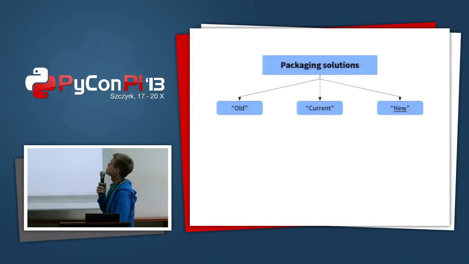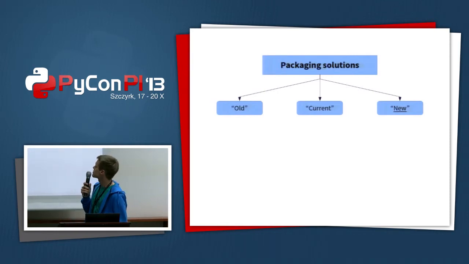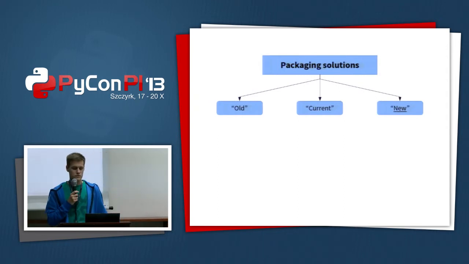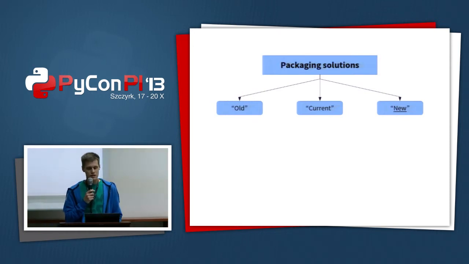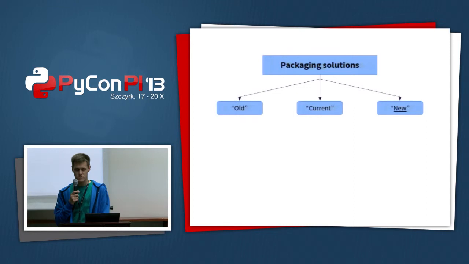So yeah, I've managed to categorize these solutions into three groups: the old, the current, and the new ones. And I just want to mention that even if something is old, it doesn't mean really bad. Old means that this solution is quite stable because it was used for quite some time by other people. And something new means it's fresh. It's maybe not innovative, but it's fresh and not as popular as those old solutions.